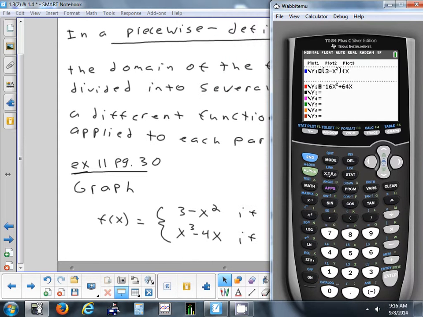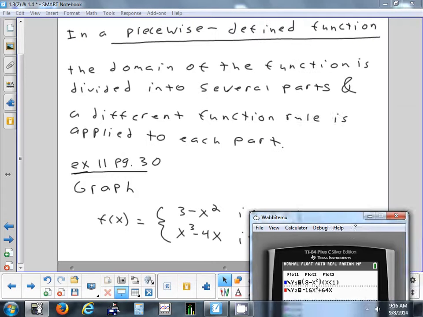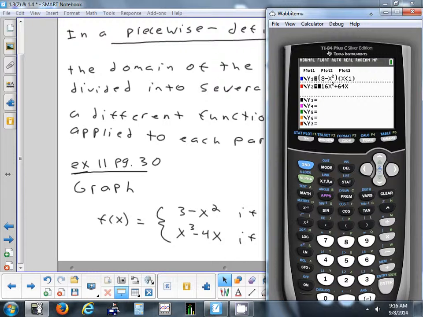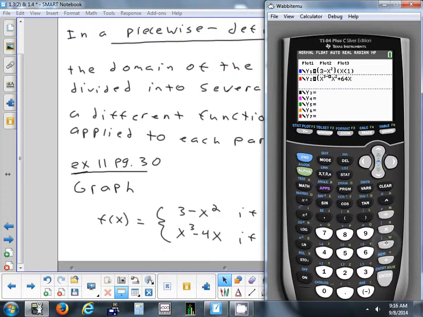Okay, well, we already know where x is. The less than symbol is under second test. Second test, and you have all your inequality symbols. In mine, it's the 5th one down. And then type in 1 and close your parenthesis. So now what you've said is I want you to use this function when x is less than 1. And now type in the other one, x cubed minus 4x in parentheses. X cubed minus 4x.